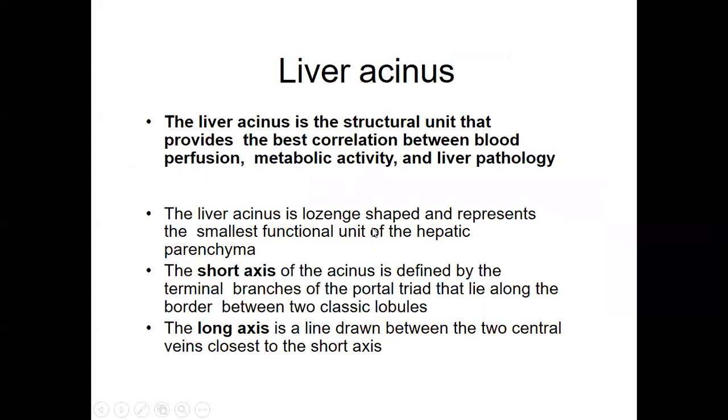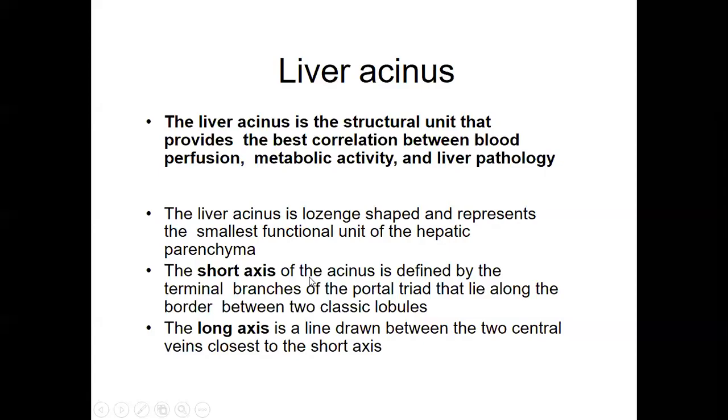Okay. And it represents the smallest functional unit of the hepatic parenchyma. You have to remember that this one represents the smallest functional unit of the hepatic parenchyma. The short axis of the acinus is defined by the terminal branch of the portal triad.